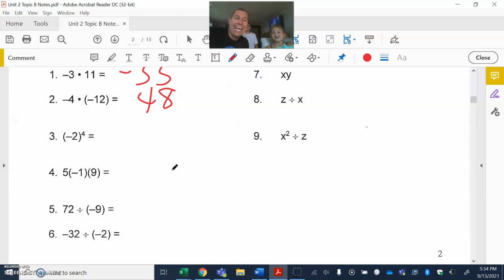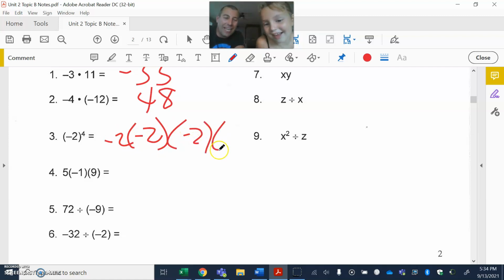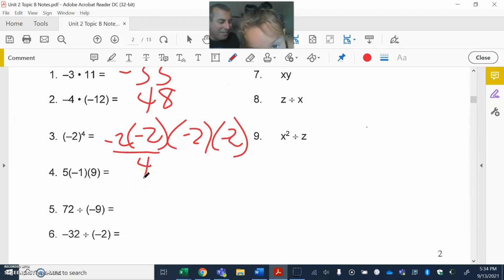I've been hearing you. In question number 3, we're using exponents. So let's write it on out. Negative 2 to the 4th power means negative 2 times negative 2 times negative 2 times negative 2. You've got it there, exactly. So let's just break this into pieces. 2 times 2 gives me 4.